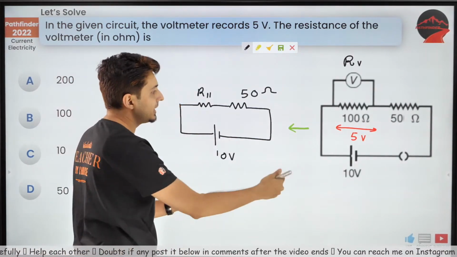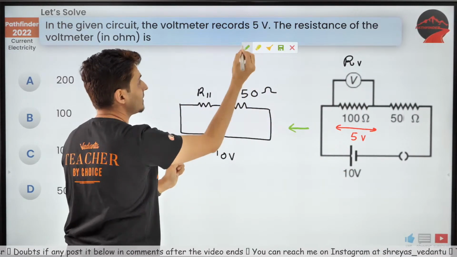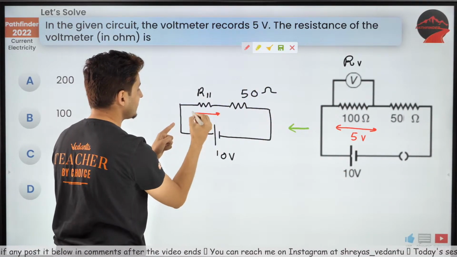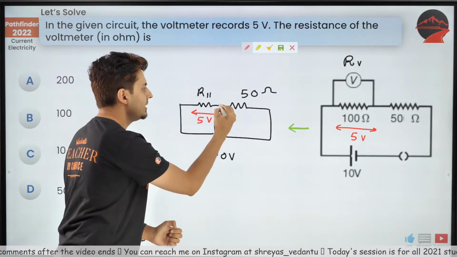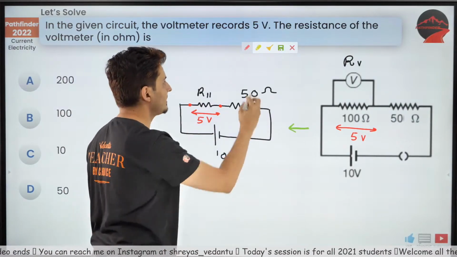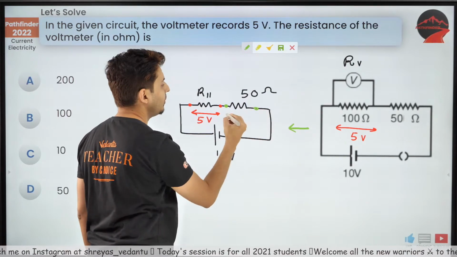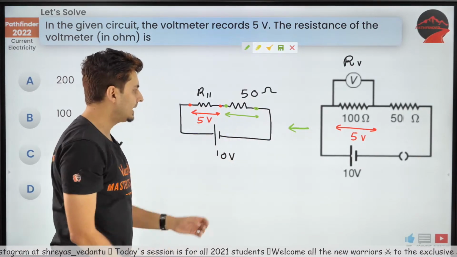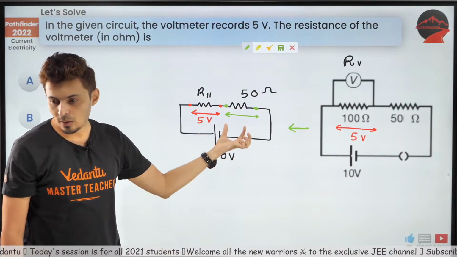Now it is clearly mentioned the voltage which this voltmeter measures is 5 volts. That means the voltage across this is 5 volts. Isn't that clear? The voltage across these 2 points is 5 volts. So guys, quickly analyze and tell me what is the voltage between these 2 points. If this is 5 volts, how much is this much?